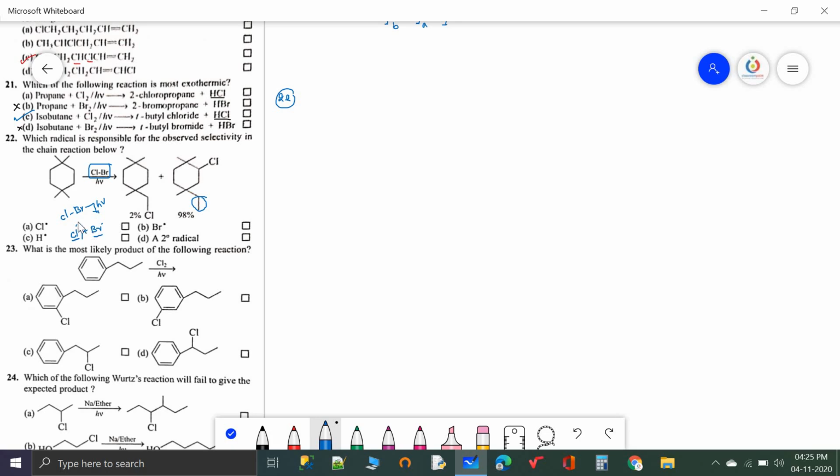But we know that the reactivity of chlorine is more and its selectivity is less. That is the reason why we are getting both of these molecules, and here almost 98% is this molecule. But in this case they are asking which radical is responsible for the observed selectivity. Basically the bromine radical is less reactive, that is the reason why though the second radical is formed, immediately chlorine goes and reacts there. So option B is correct.